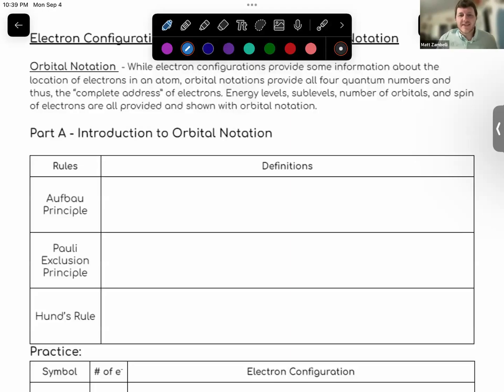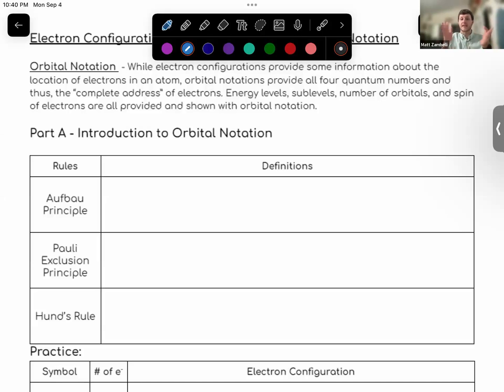Hey, ladies and gentlemen. So today we're going to be working on not just electron configuration, but we're going to add one more part to it, an orbital notation. Orbital notation gives us a little bit more, because electron configuration tells us the energy level in the orbitals that our electrons are in. But orbital notation will give us a complete address of our electrons, because not only will we know the energy level, we'll know the sublevel that we're in.